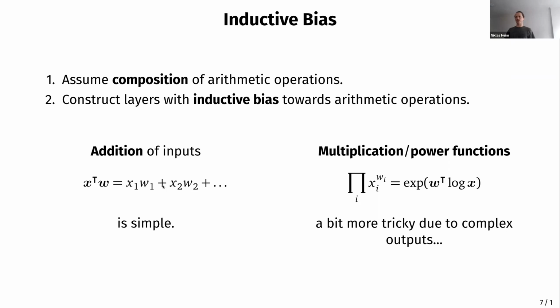This is equivalent to just producing sums of inputs. So I can represent addition or subtraction like this if my weights are 1, -1, or 0, for example. Multiplication of inputs is a bit more complicated, because essentially what I would want is, if I have my input vector x, to optimize power functions of x in order to be able to represent multiplication and, for example, division as well, right?